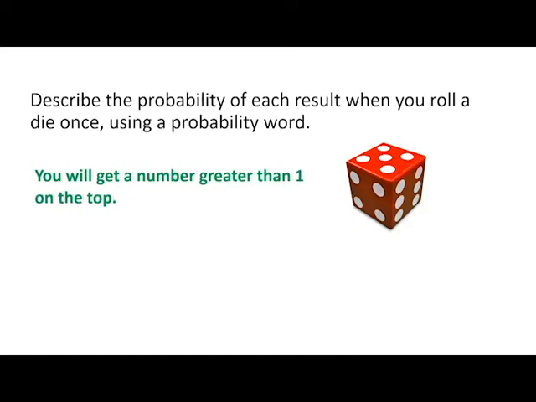What is the probability you will get a number greater than 1 on the top? So which are the numbers greater than 1 that is on the dice? They are 2, 3, 4, 5, 6. They are all greater than 1. So you have more chance to get. So what is the probability word you can use? Yes, you're right. Likely. Are you sure you thought it as likely? If yes, very good.